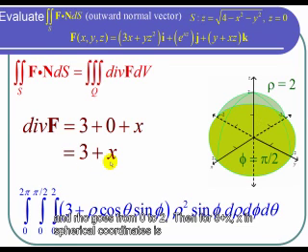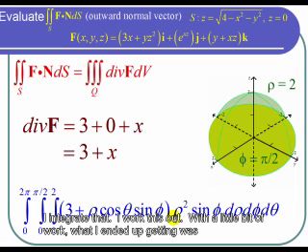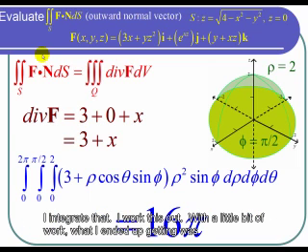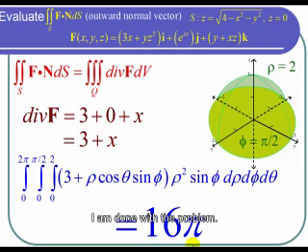And then 3 plus x, where x in spherical coordinates is rho cosine theta sine phi. And then dV in spherical coordinates is rho squared sine phi d rho d phi d theta. So I integrate that, and I worked this out. With a little bit of work, what I ended up getting was that this flux integral, which is the integral over the surface of f dot n dS, is equal to 16 pi. And I'm done with the problem.